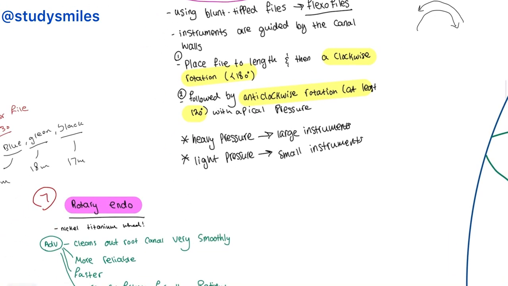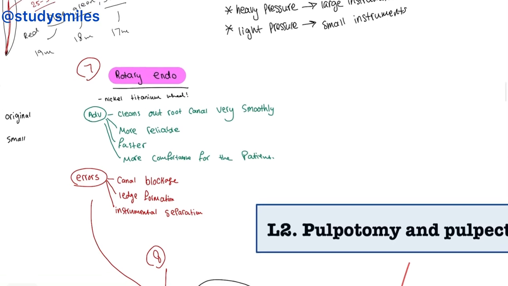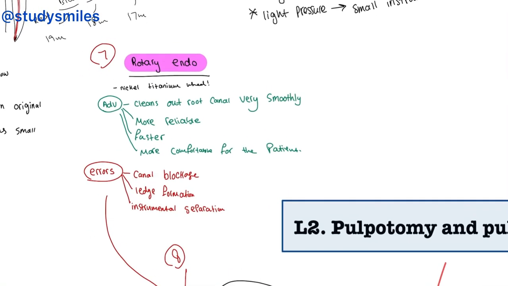Now going on to rotary endo, usually we use nickel titanium. The files are nickel titanium, and the advantage is that it cleans out the root canal very smoothly. Trust me, it's like putting butter on bread. It's so smooth, so easy. It's very reliable, and it's much faster.